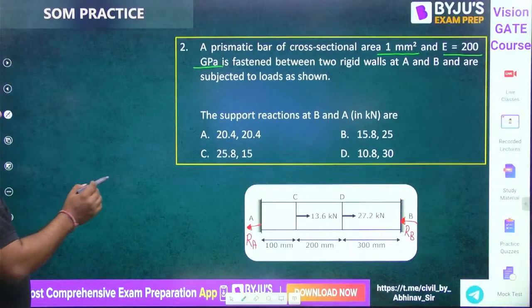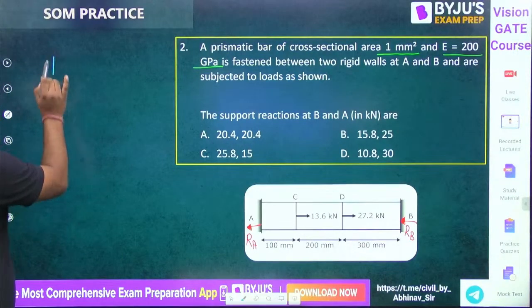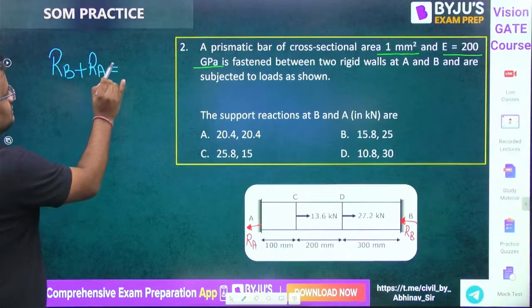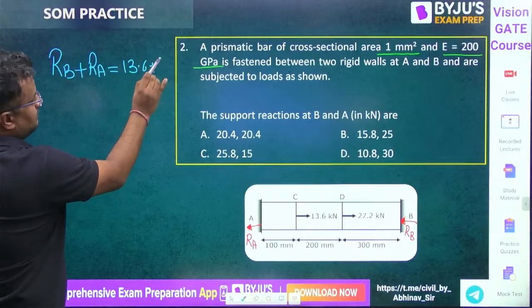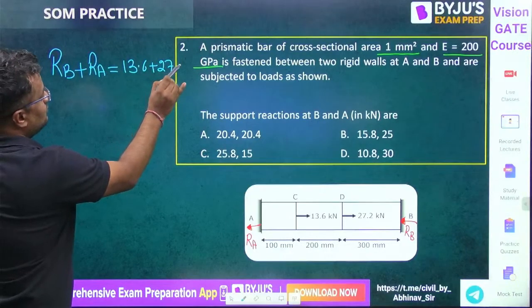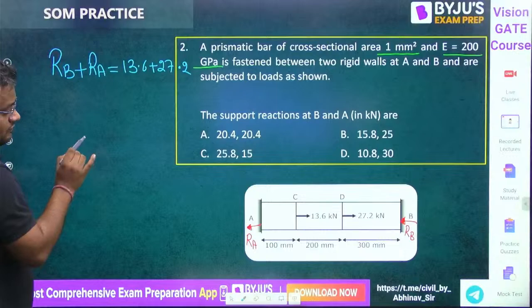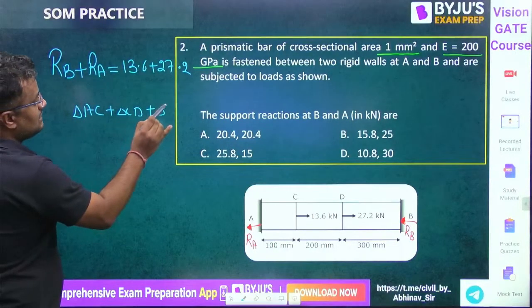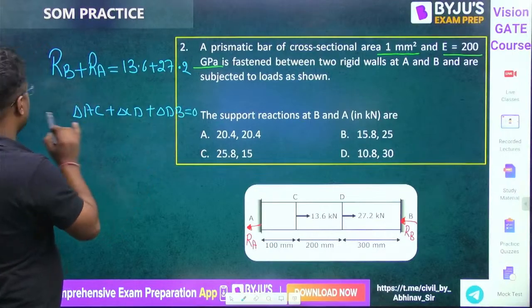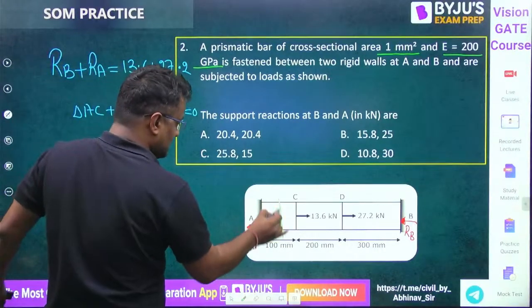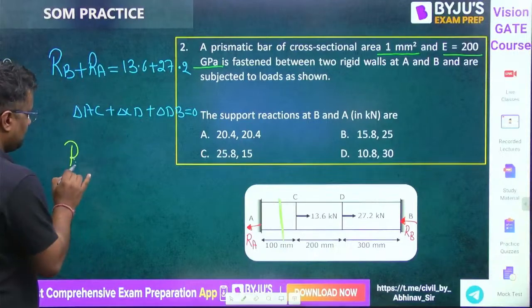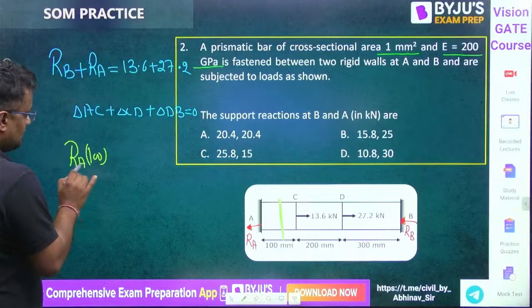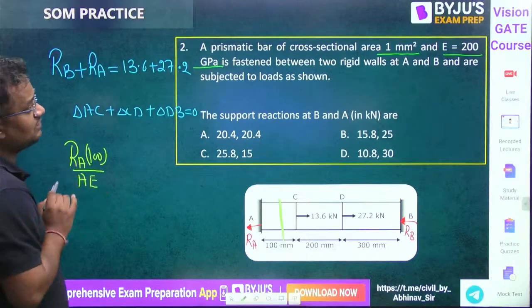Okay. So guys, some equilibrium condition, left hand side force is RB plus RA, and right hand side force is 13.6 plus 27.2. This is one equation. One equation will be delta AC plus delta CD plus delta DB is equal to 0 because it is fixed. So cut a section here for AC. See from left or right, your choice. Let us see from left. RA going away, so positive. RA into L, that is 100 upon AE. AE तो सबका cancel हो जाएगा because it is constant.